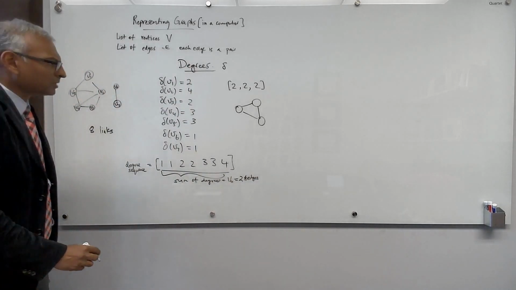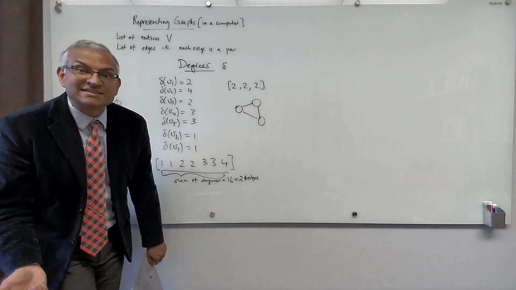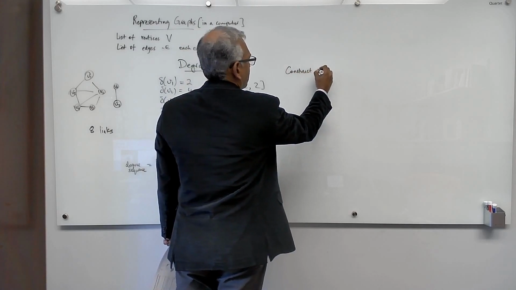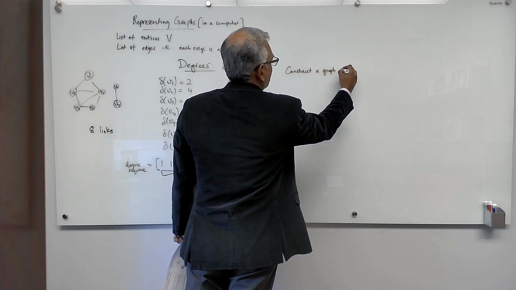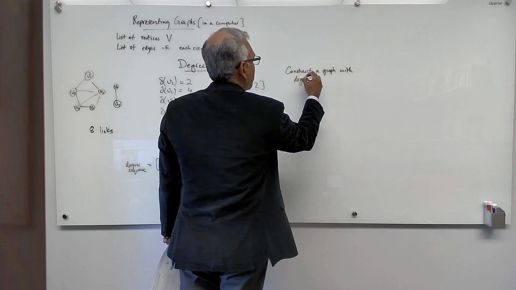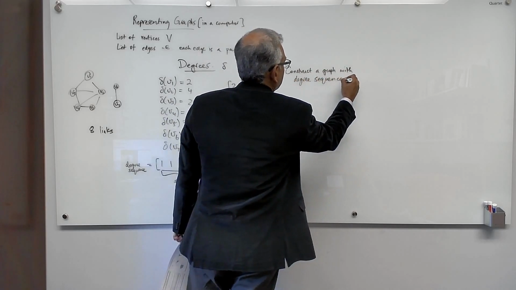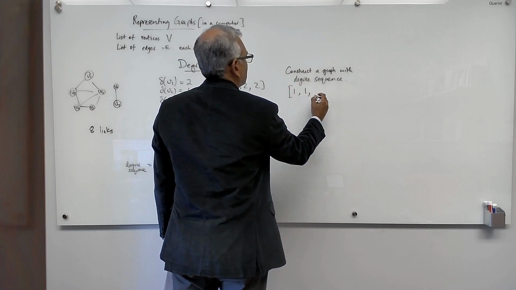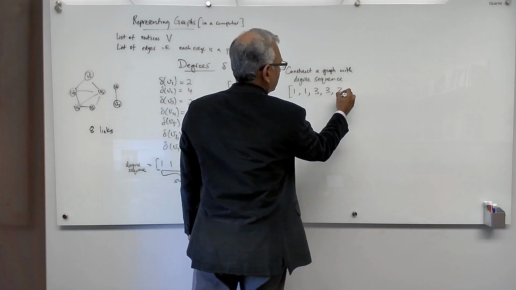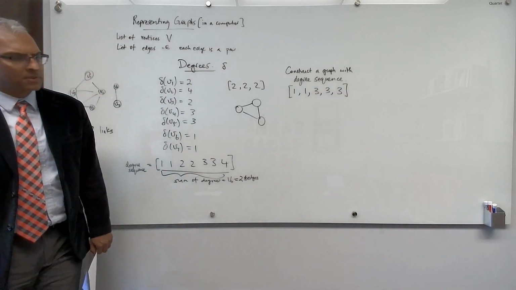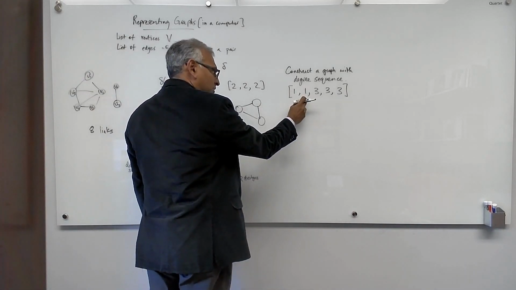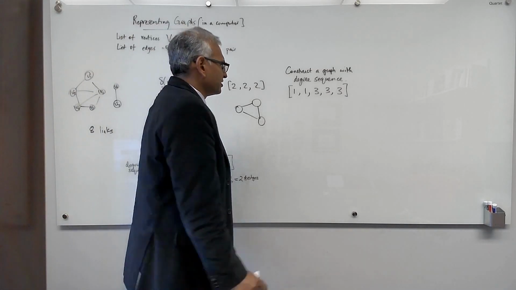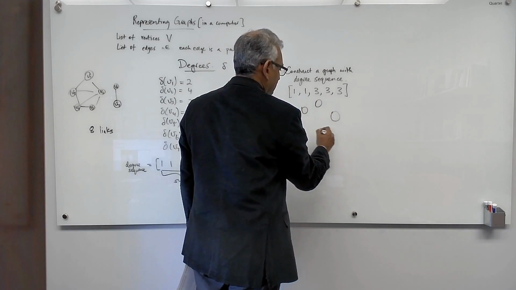Now, let's play around with this a little bit. I'll give you an exercise. Construct a graph with degree sequence, I'm just going to pick, 1, 1, 3, 3, 3. So there's one vertex of degree 1, another of degree 1, and then the remaining of degree 3. The first question you might ask is how many vertices are in this graph? There are 5 vertices in this graph.